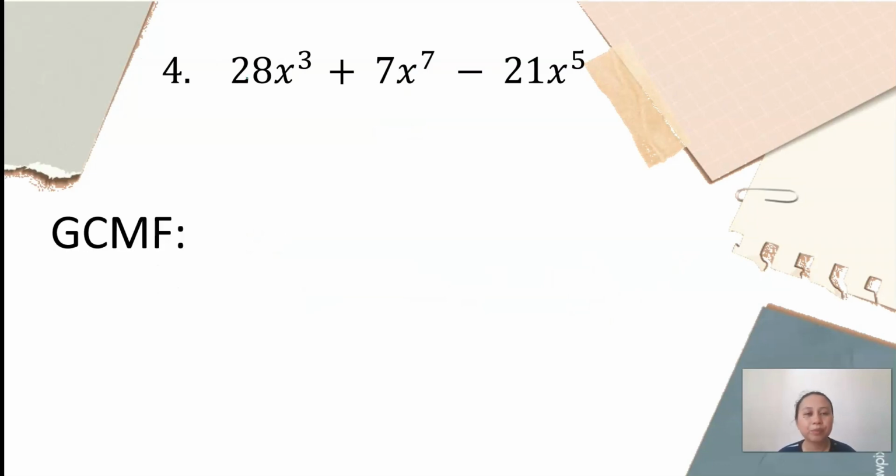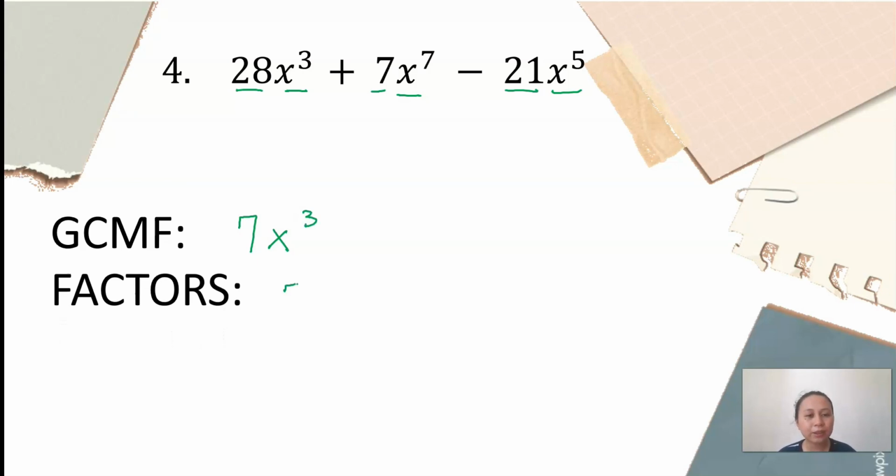Last example. GCF of 28, 7, and negative 21 is 7. GCF of x cubed, x raised to 7, and x raised to 5 is x cubed, since 3 is the smallest exponent. To find the factors, first factor will be the GCMF. Multiply it by the quotient.